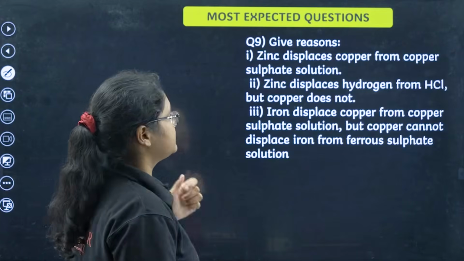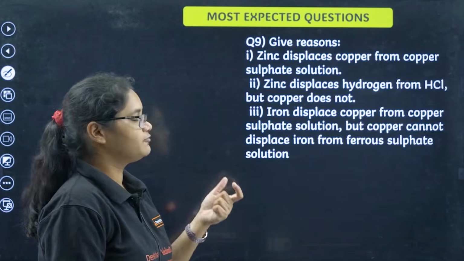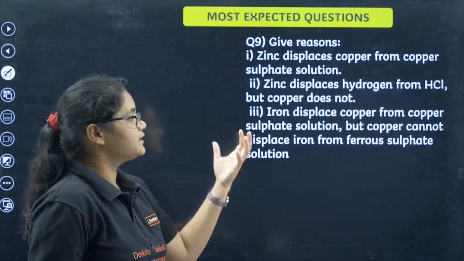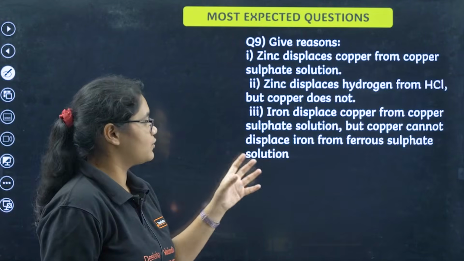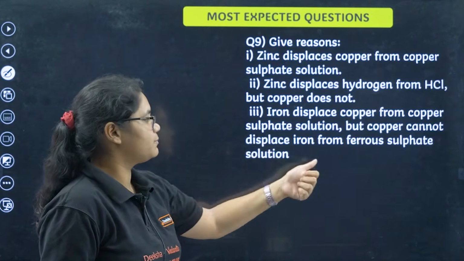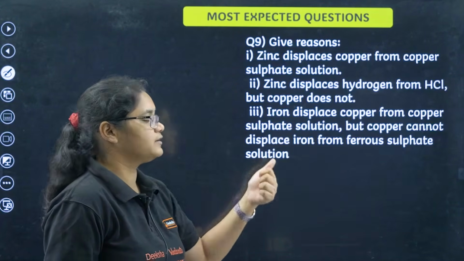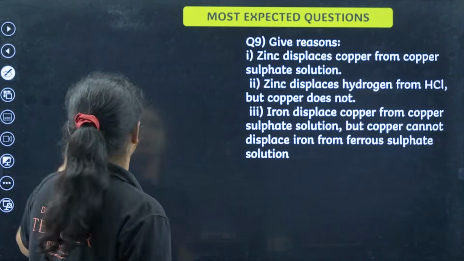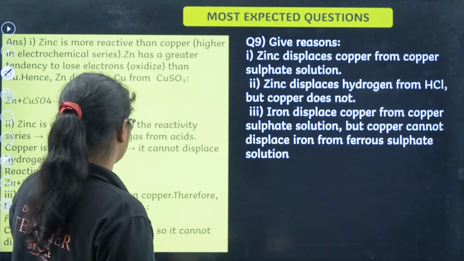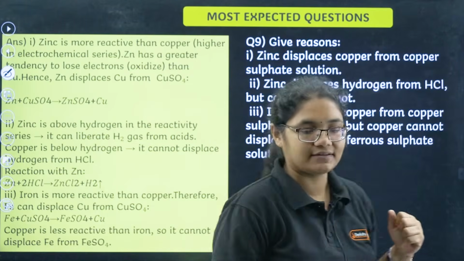Next, we have: give reasons why zinc displaces copper from copper sulfate solution. Zinc displaces hydrogen from HCl but copper does not. Iron displaces copper from copper sulfate but copper cannot displace iron from ferrous sulfate solution. So this is all because of the reactivity series we know. So let's just understand the first one.